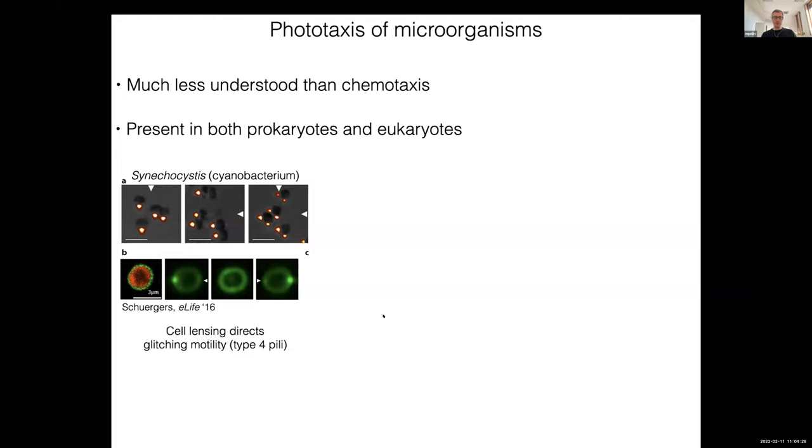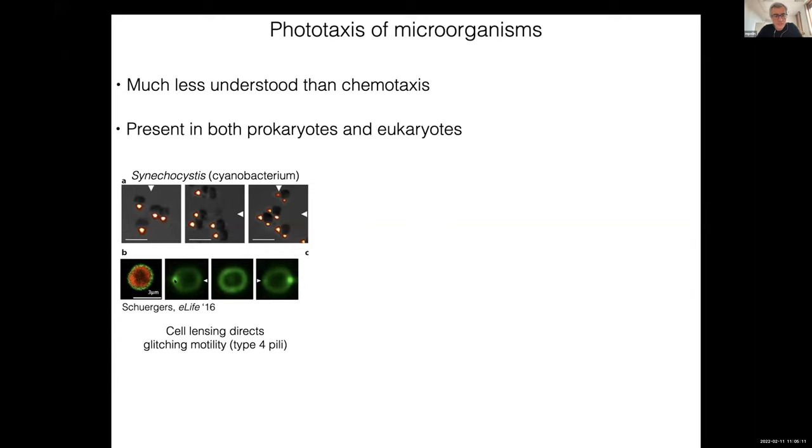And a few years ago, it was shown that the mechanism essentially is a combination of two elements. The first one is the gliding motility of the cyanobacterium, which is based on type 4 pili. So the pili are extruded from the cell, hook onto the surface, and then they're retracted. In this way, the cell manages to do essentially a random motion. And then the activity of these pili is connected with light through microlensing. So essentially the cell, which is a few microns in size, lenses the incoming light in such a way that internally you have an inhomogeneity in the intensity of light.